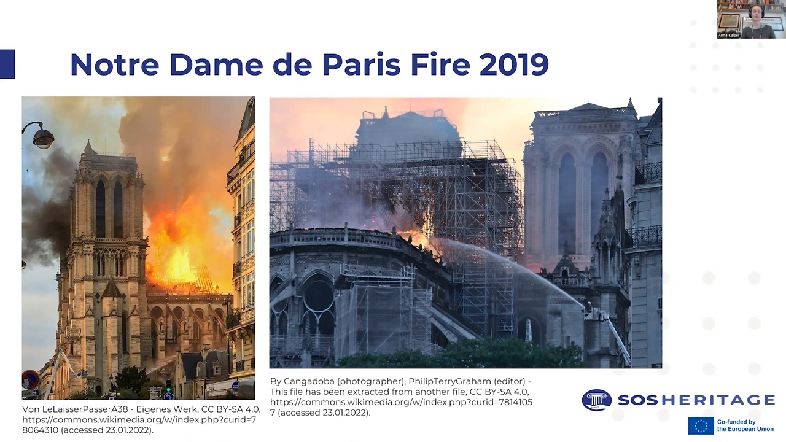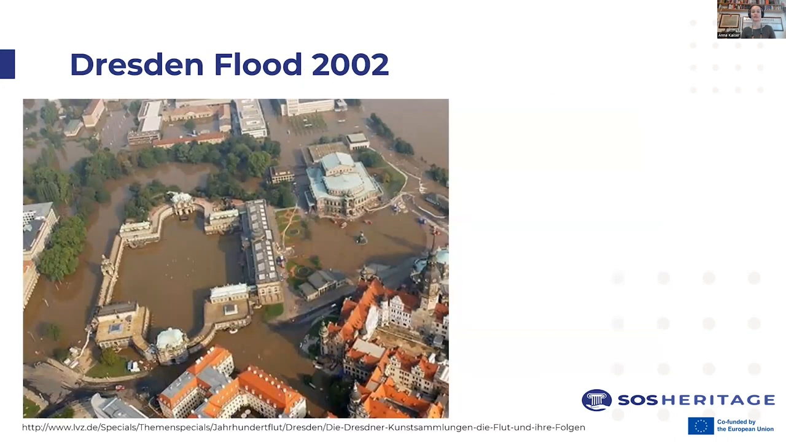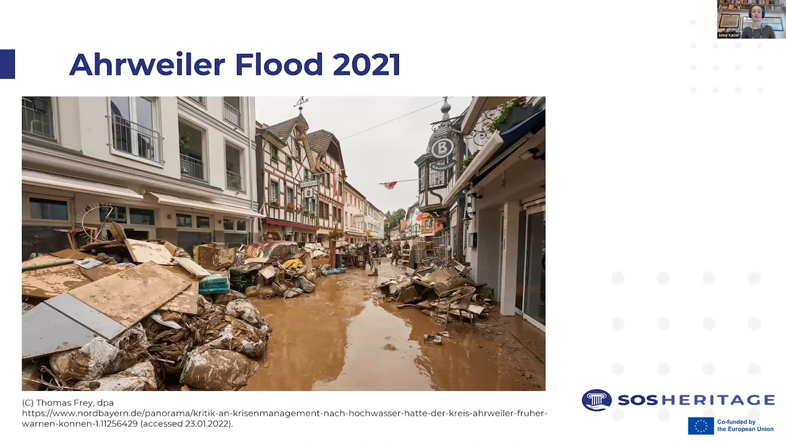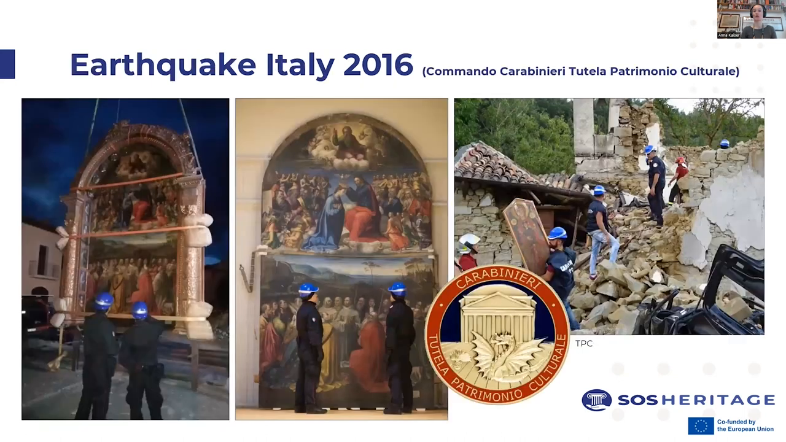Coming to floods, here in the picture, we see the flood in Dresden in 2002 in Germany, and you see the cultural hotspot of Dresden underwater. There was a big flood in Ahrweiler in 2021, also in Germany. There were earthquakes recently, Turkey, Morocco, Nepal, but also in Italy. Before that, we see on the slide now pictures from the earthquake in Italy in 2016.